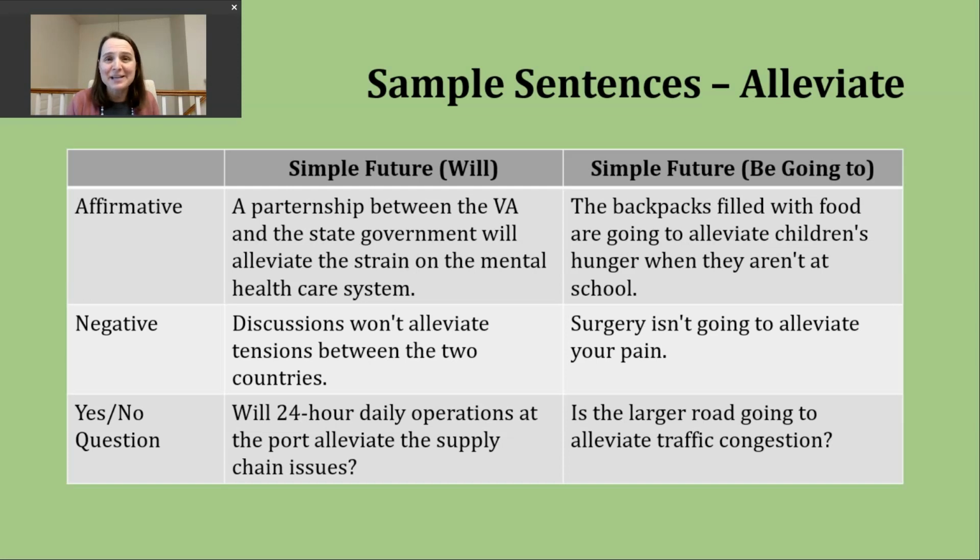Finally, if you want to ask a yes or no question using be going to, start with your form of be that matches your subject. That subject comes next. And then we'll follow with going to and the base verb. You can see that in the example. Is the larger road going to alleviate traffic congestion? Right? So imagine there's a road project, there are going to be more lanes, and someone is wondering, right, will this lessen the problem of congested traffic?